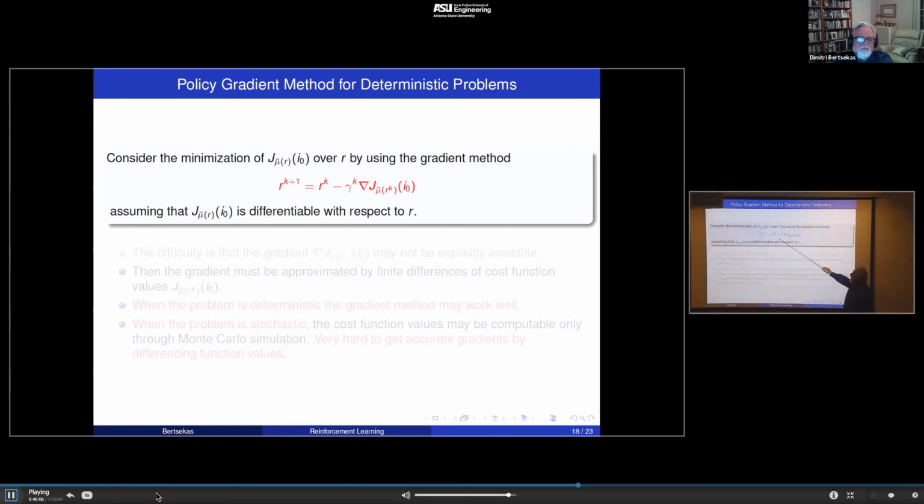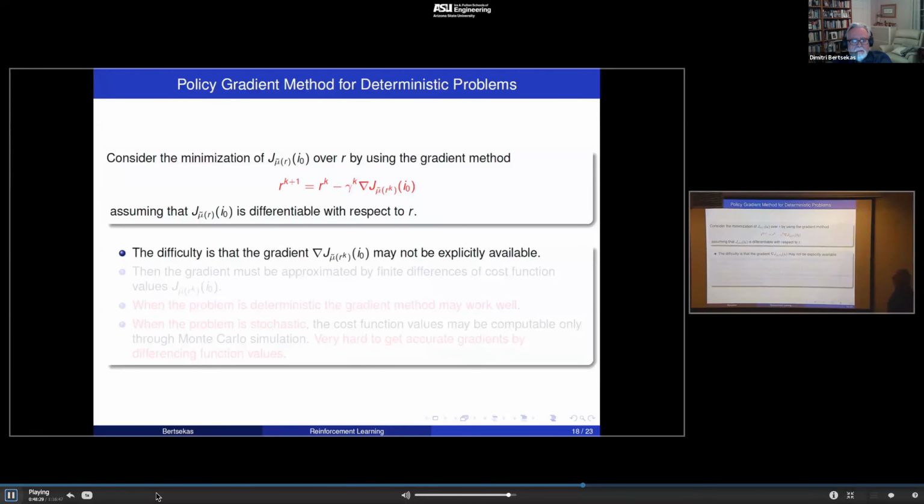And we apply the gradient method. Here gamma_k is a step size. This is the gradient of this function of r. This is a function of r, and we take the gradient with respect to r of this function. We have to assume that this function is differentiable with respect to r, so that the gradient exists.